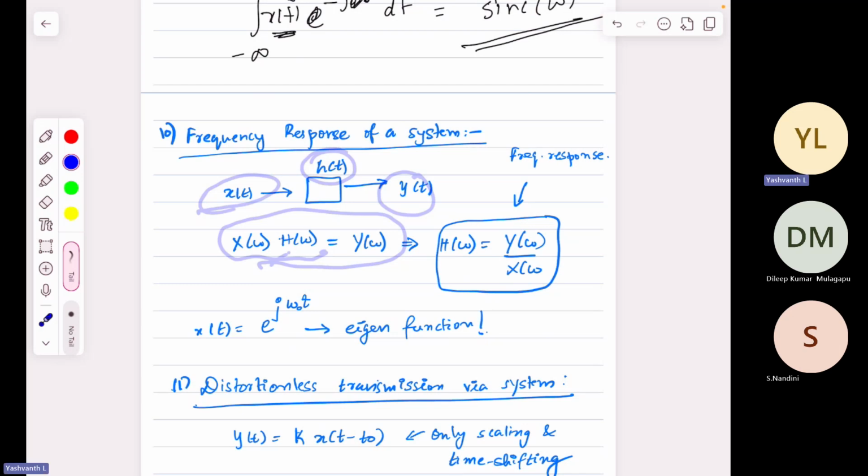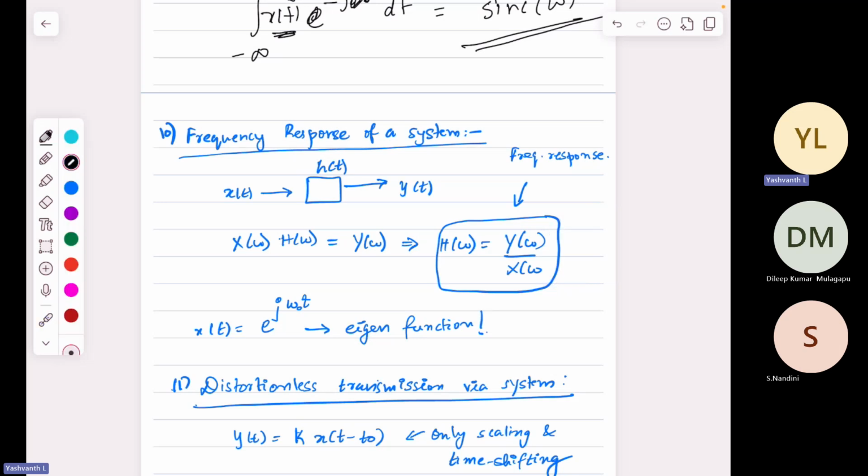So for an LTI system, you can define the frequency response as the ratio of the output Fourier transform to the input Fourier transform. If it were the Laplace transform, then it is called the transfer function. If you take the Fourier transform, it's called the frequency response. Now it turns out that if I pass a signal x of t is equal to e power j omega naught t, you will get an output which is a scaled version of e power j omega naught t. That's why this is called an eigenfunction.